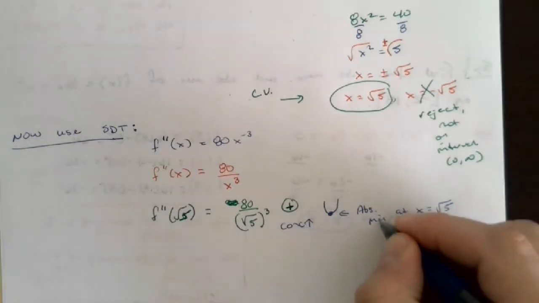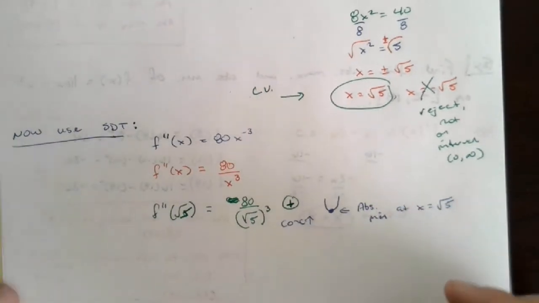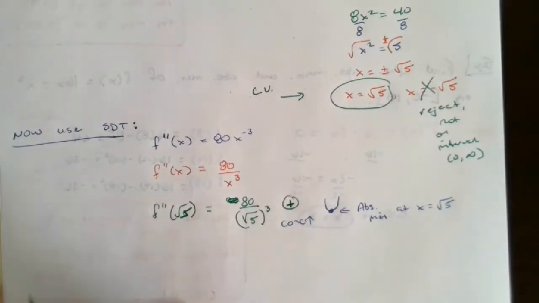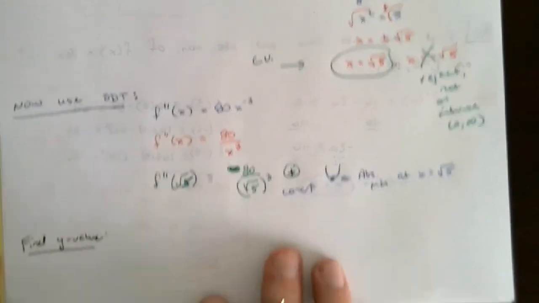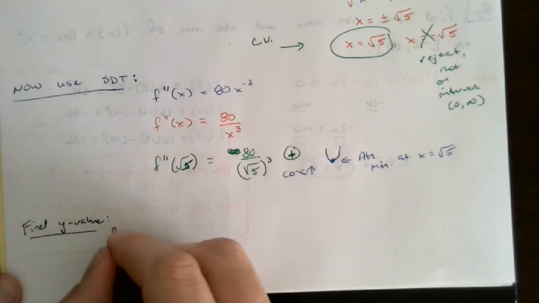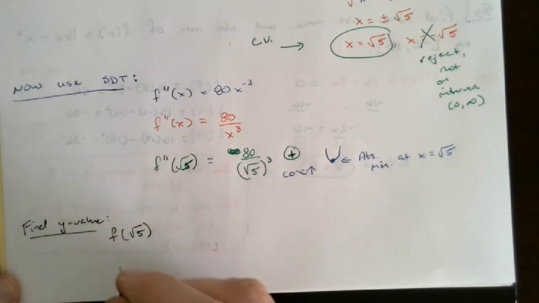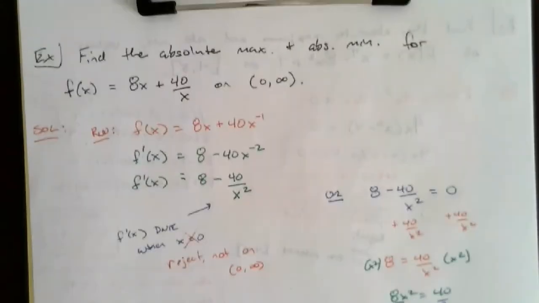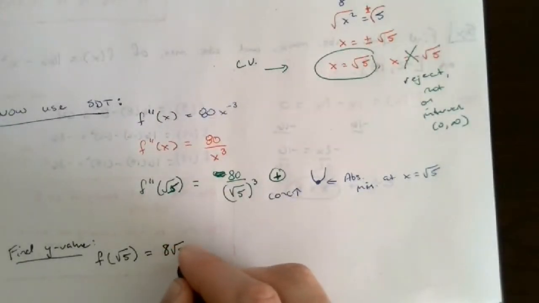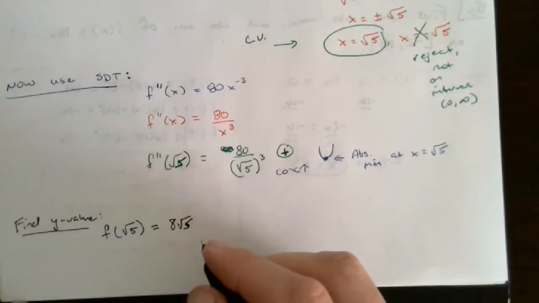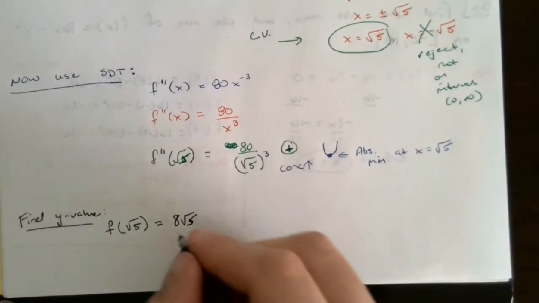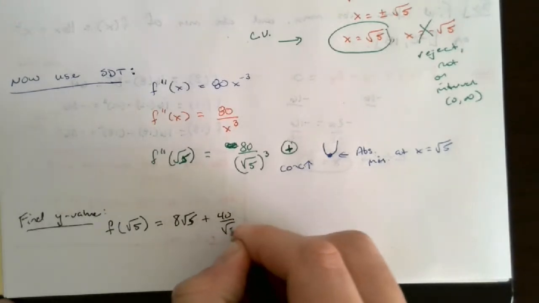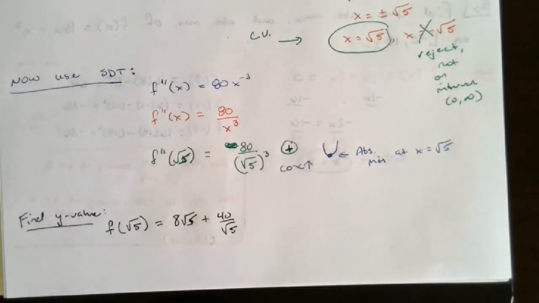We also have to go and find the y value that goes along with it, right? So how do we do that? We substitute back into the original function. So now we're going to find the y value that goes with it. We want f of square root of 5. And this equals, the original function, just as a reminder, was 8x plus 40 over x. So it would be 8 times the square root of 5, which is 8 square root of 5, plus 40 over the square root of 5. And that's pretty exact form.